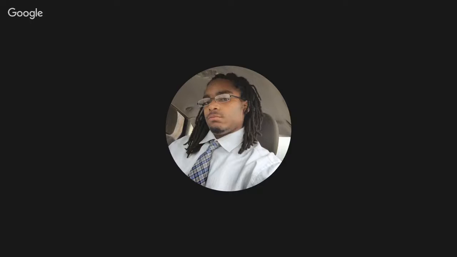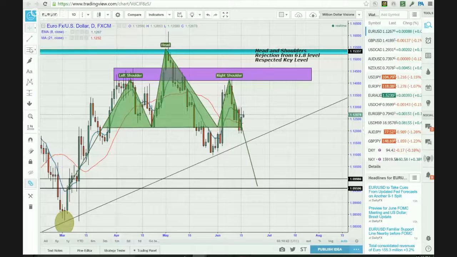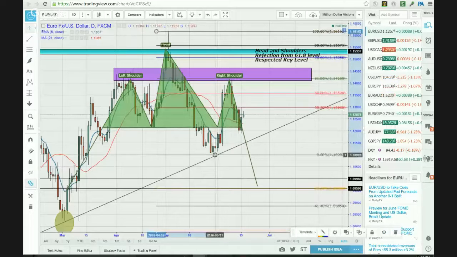I got my Fibonacci tool. I'll draw it again so you guys can see it. Got the Fibonacci tool drawn from swing high back down to relative swing low. You can notice our right shoulder landed directly on our 61.8. This is called extra confluence.